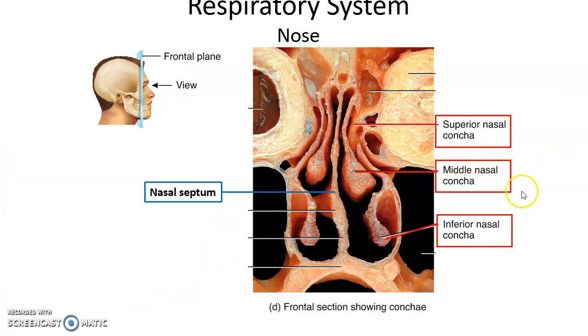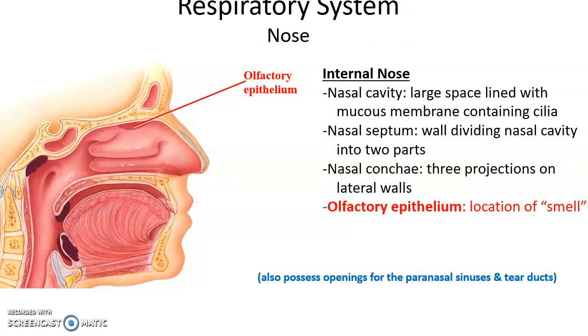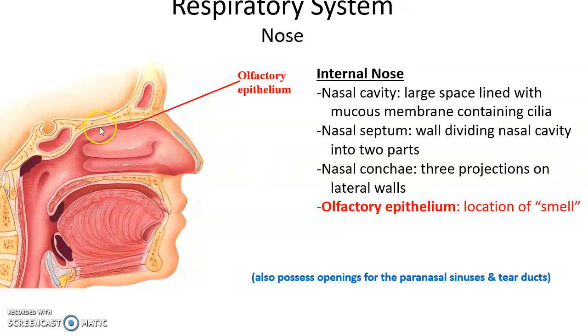Here's just a frontal section of the nasal cavity, inferior nasal concha, middle nasal concha, and superior nasal concha. Here down the middle is the nasal septum. Also, as mentioned, we have the olfactory epithelium. Olfactory epithelium lies on the roof of the nasal cavity. This has the receptors for smell, olfactory, olfaction, the sense of smell.